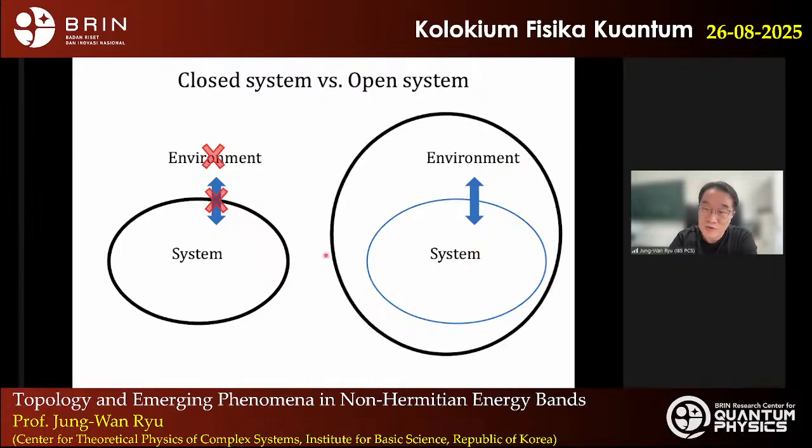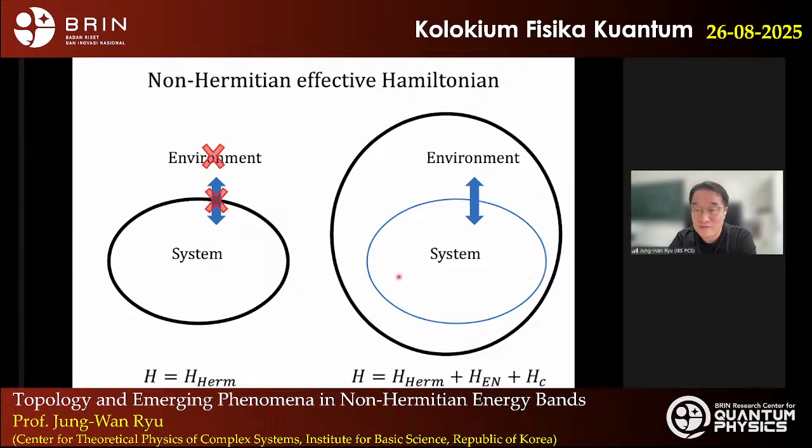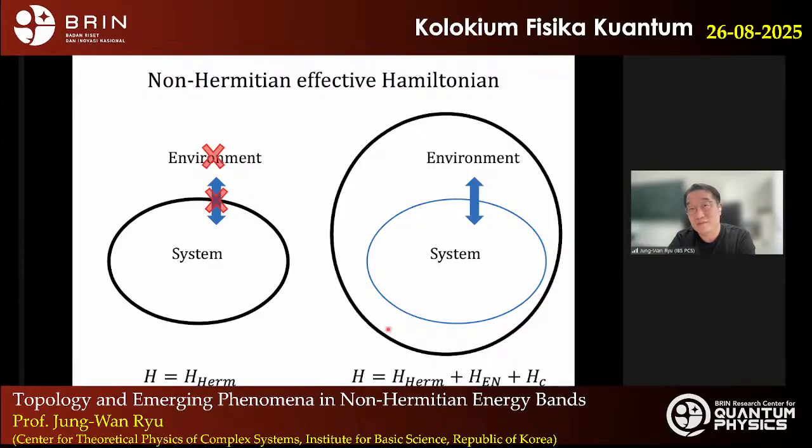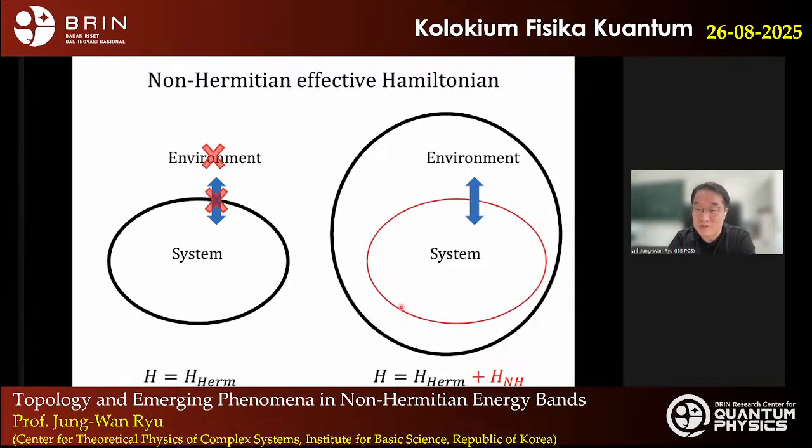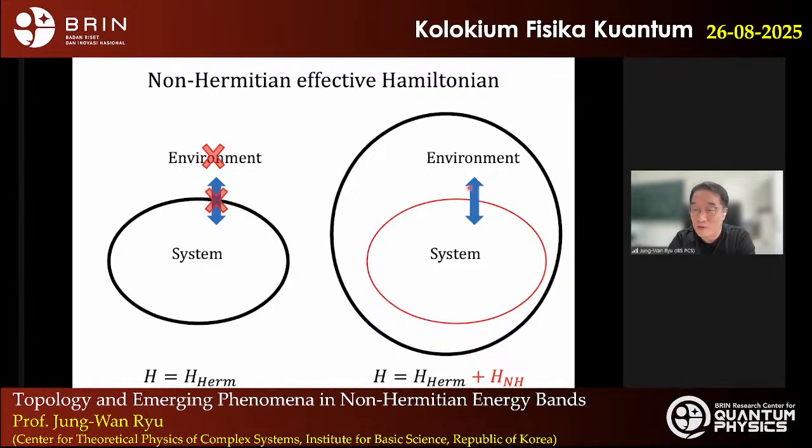However, if we think of the whole universe, like the conventional quantum mechanics, we can describe these two different systems using the Hermitian Hamiltonian. In this case, this Hamiltonian is the system Hamiltonian, the environment Hamiltonian, and the coupling Hamiltonian. This is also Hermitian. But sometimes this Hermitian Hamiltonian to describe the whole universe is very complicated or it cannot be realized. So sometimes we use the non-Hermitian effective Hamiltonian to describe only this part. In that case, the environment traces out into the effective Hamiltonian.